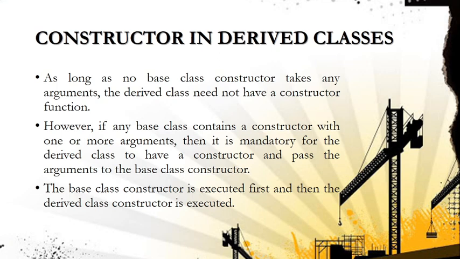Third point, a base class constructor is executed first and then the derived class constructor is executed. This is the order we follow when we use constructors in derived classes. When we start from the main function, once you introduce an object, that object is going to call the derived class constructor. And obviously the values for the base class constructor are given in the derived class. So first the base class's constructor is going to be executed and then comes the derived class's constructor.